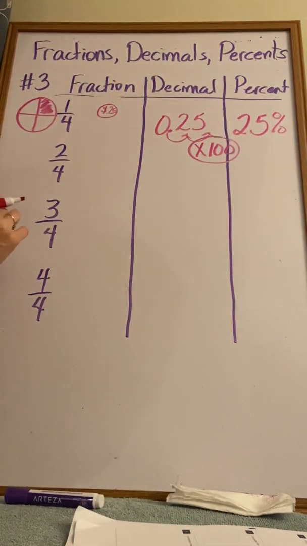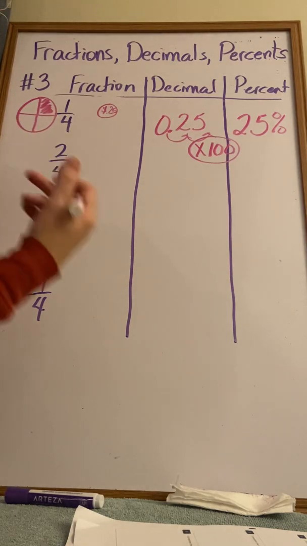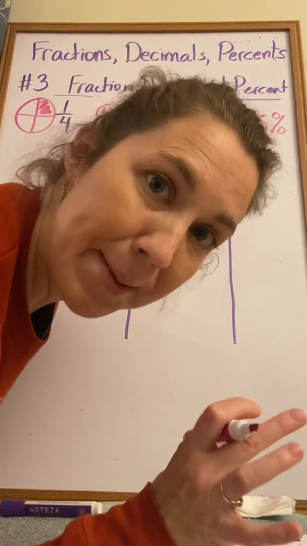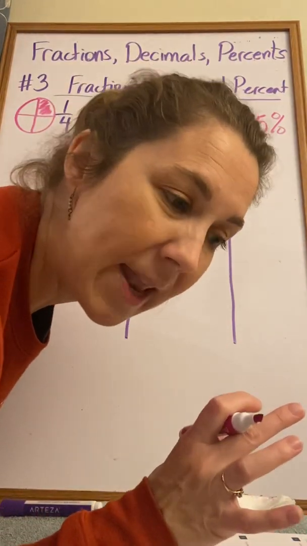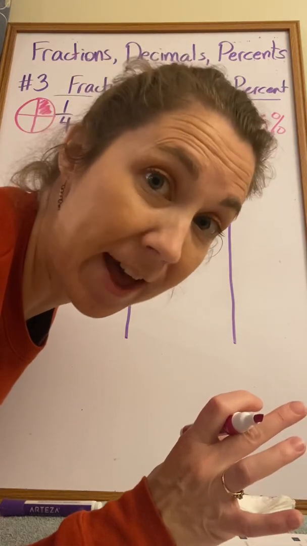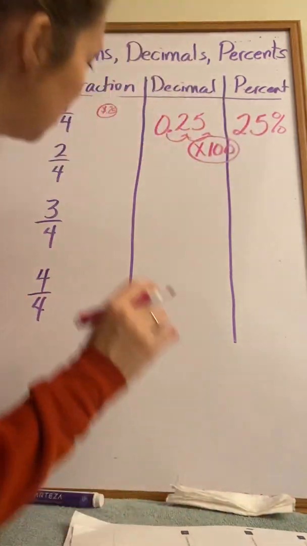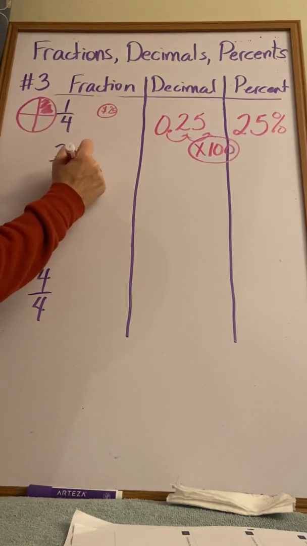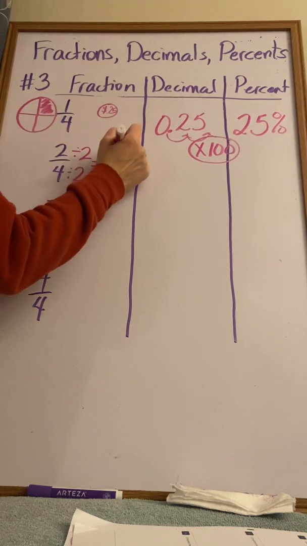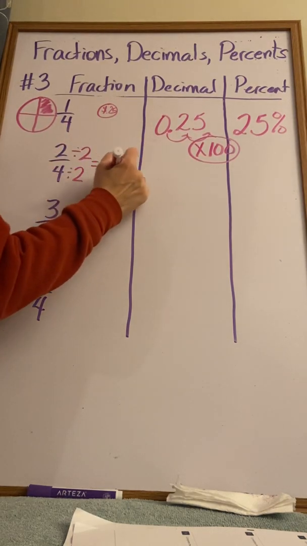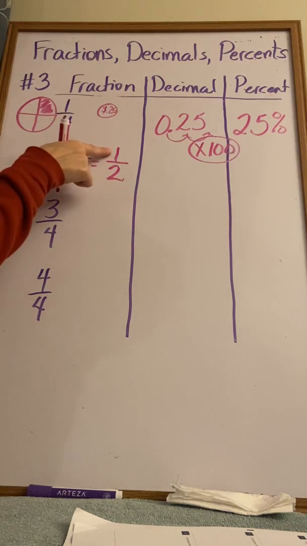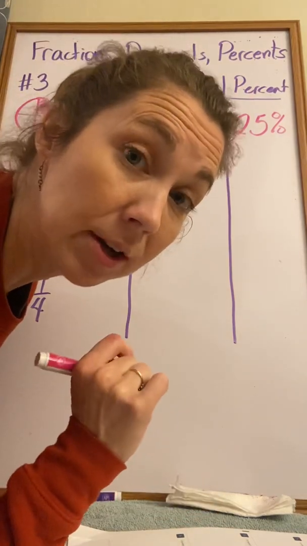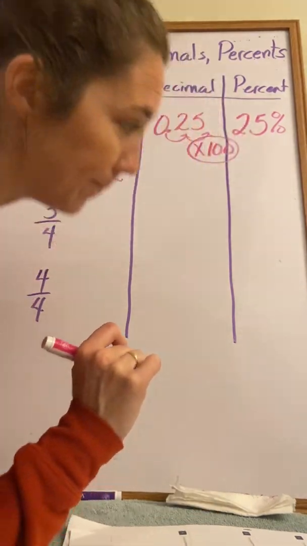Now, look at this next one. 2/4. If I simplified 2/4, and this is going to be critical, y'all, you got to be able to simplify your fractions, okay? What is 2/4 if I simplified it? What did 2 and 4 have in common? They have a common factor of 2. 2 divided by 2 is 1. 4 divided by 2 is 2. So 2/4 is the same as 1/2. 2 out of 4, because 2 is half of 4. So 2/4 and 1/2 are the same.